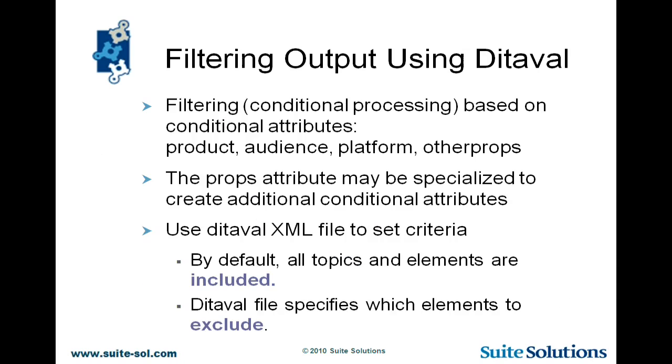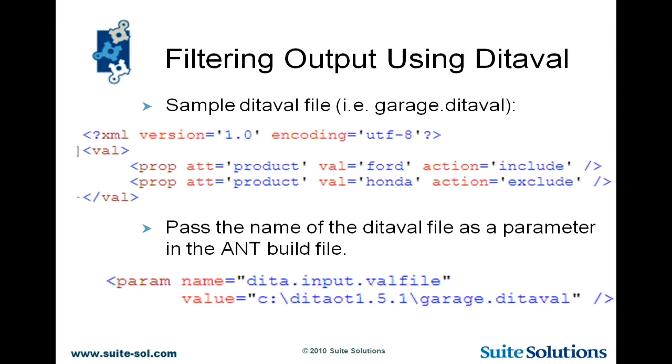Now, how does this work? So first of all, by default, any information you have in your map will appear in the output, right? That's logical. That's why we put it in our map in the first place. So by default, all topics and elements are included. Now, what the DITAVAL file tells us is what to take out, which elements need to be excluded. This is done in a separate file called a DITAVAL file.